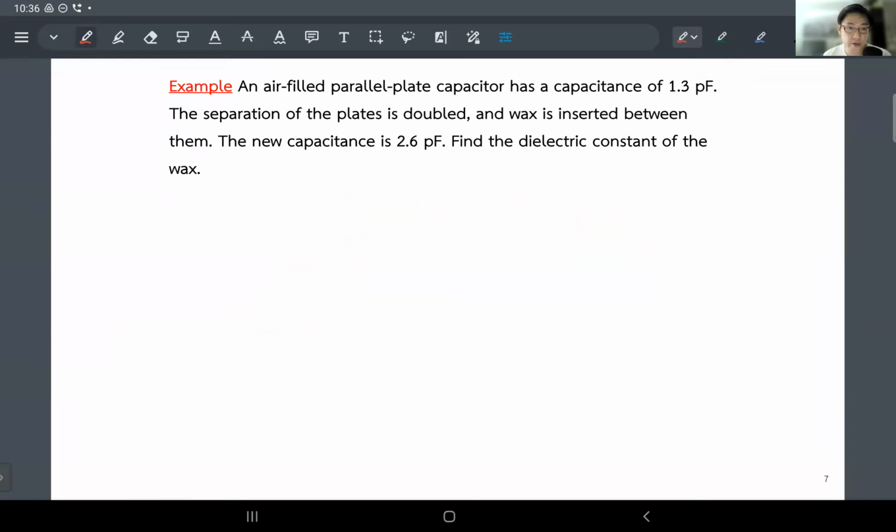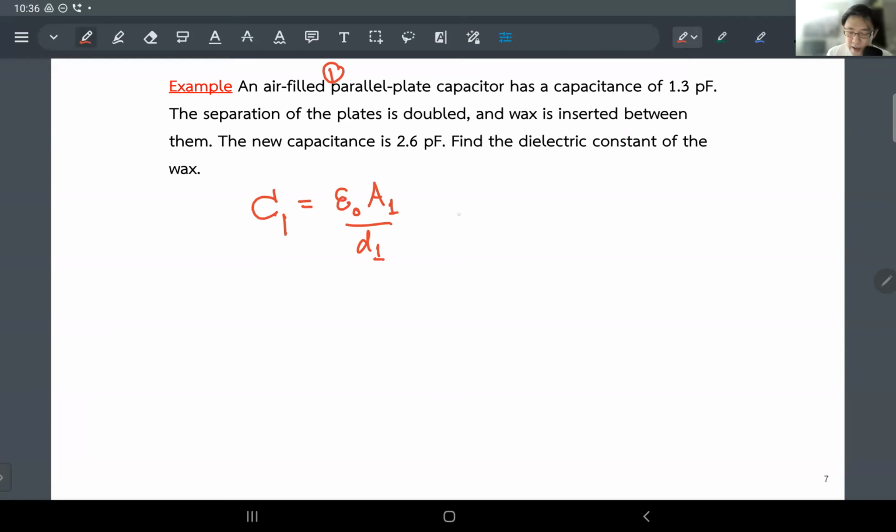Cool? All right, so this one is like you have two scenarios, two conditions, and you just want to compare them. The way that I usually like to approach it is to just list them out and compare. So let me call the first case the air filled, originally, situation number one. So it's going to be C1 equal to epsilon naught, that's the air filled, times A1 over D1. You can adjust everything.